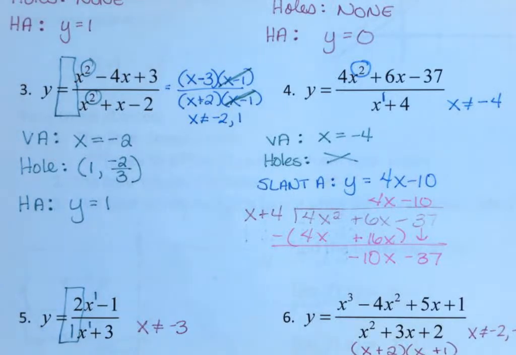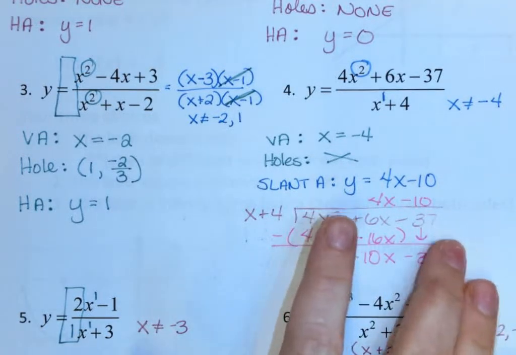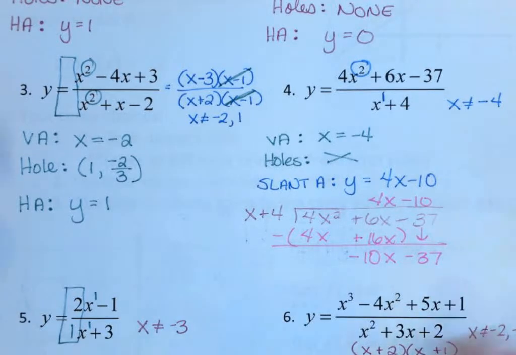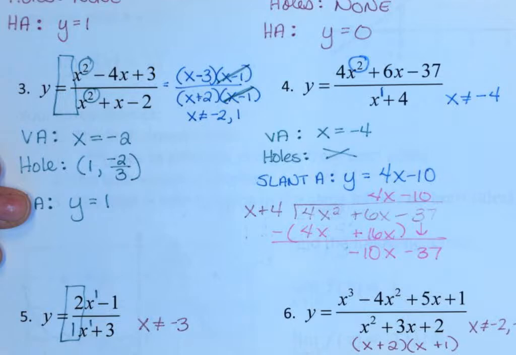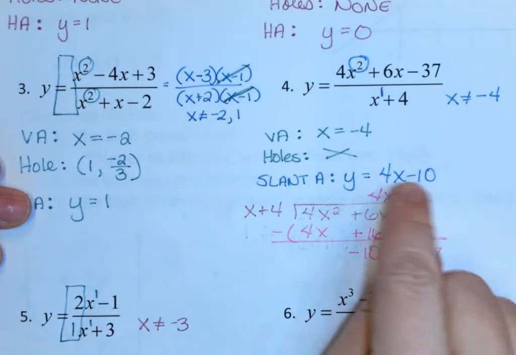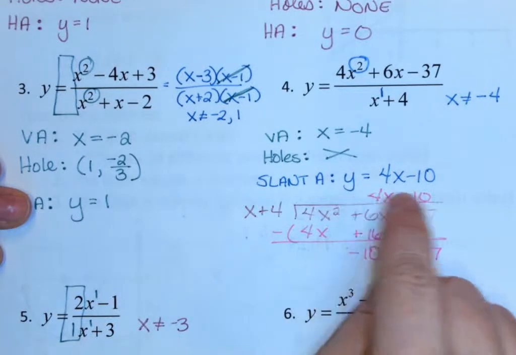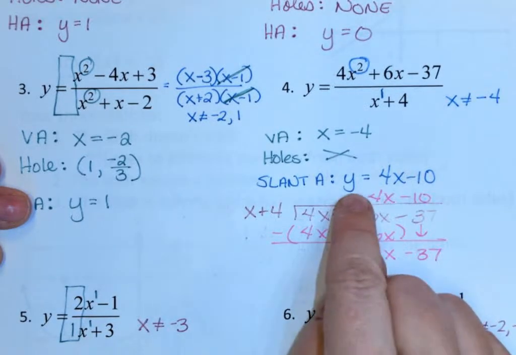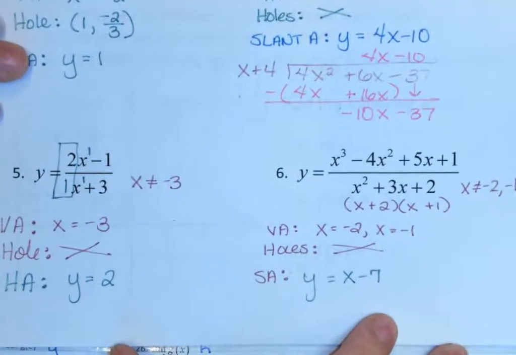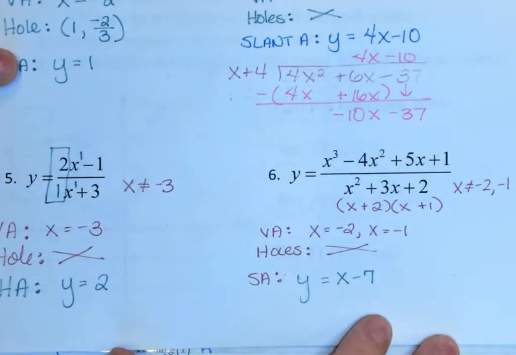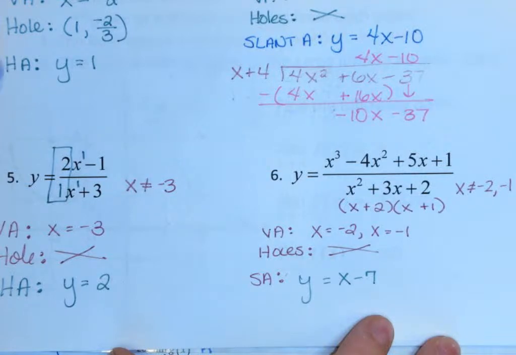All right, so are we okay on number 4 with the slant asymptote? And actually, make sure that you have the y equals 4x minus 10. You okay with the slant asymptote? Make sure that the slant asymptote is in the equation of a line, like y equals 4x minus 10. And then here's the answer to the last 2.